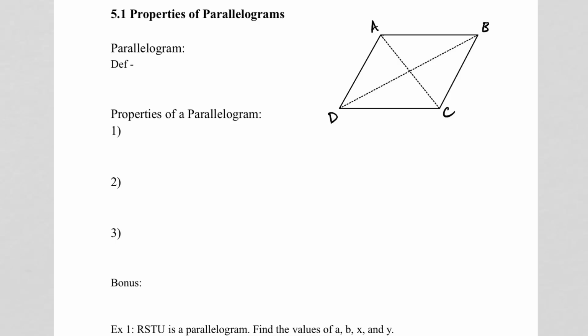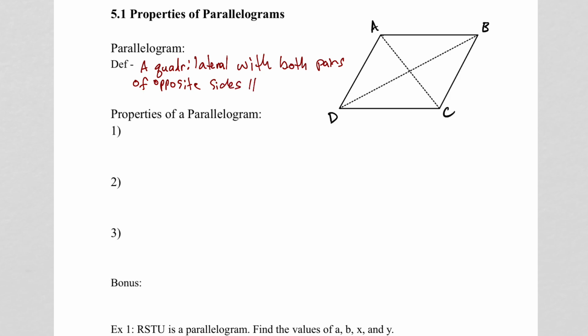Okay, the definition of a parallelogram is a quadrilateral where both pairs of opposite sides are parallel. The way we show this on a diagram is we make parallel marks. So I would say this line is parallel to this line, and I have to use a different marking on this. So I say this line is parallel to this line.